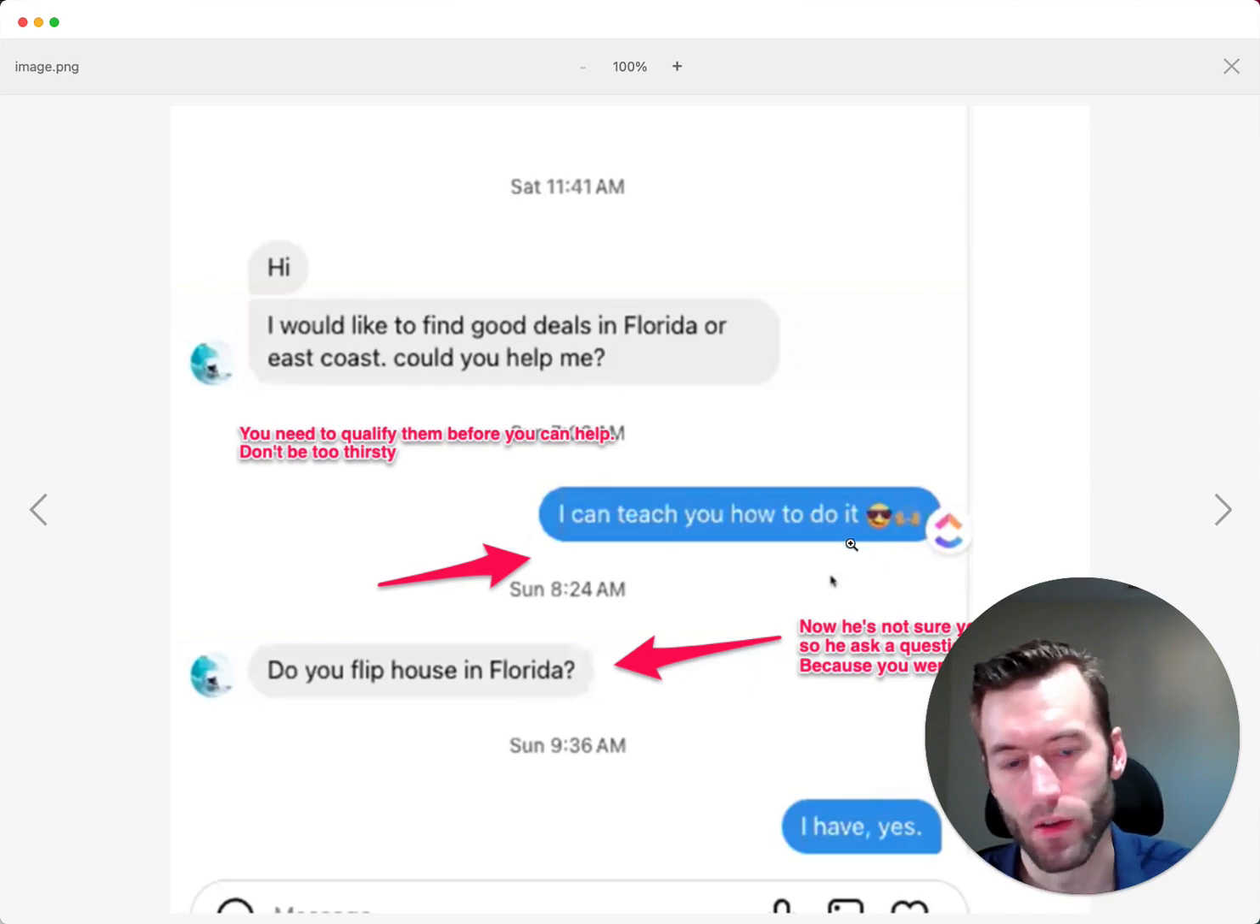And again here, the smiley face, never do that. Never be a cheerleader, never be with too much emotion. This is a sales conversation. You want to create the pain, you want to qualify your lead. Don't do that.